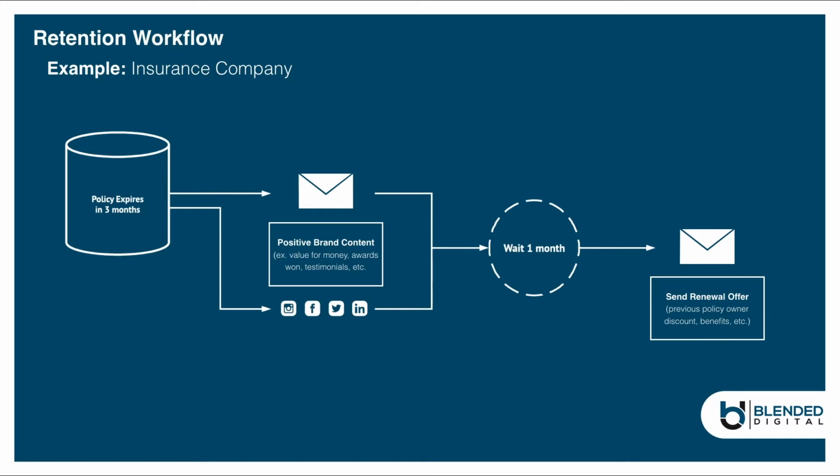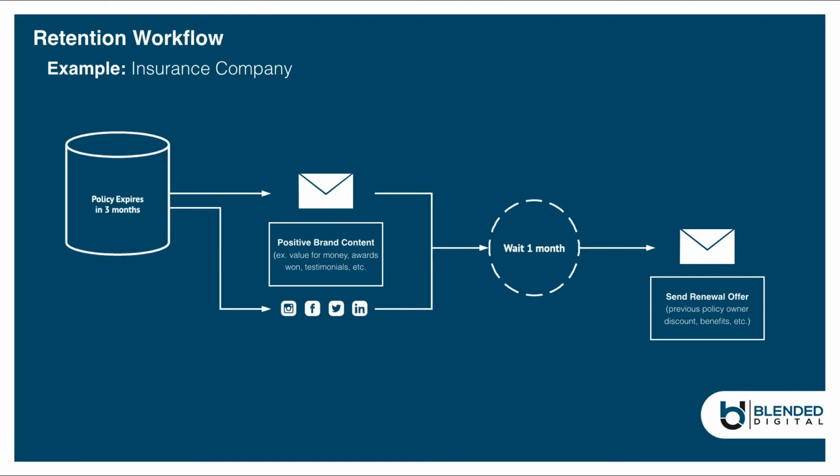So this is what we've done here. We have a list of all people whose policies are going to expire, and in 3 months, we send them out positive branded content, which includes things in the email or in the social post saying things like, we have the best value for money.